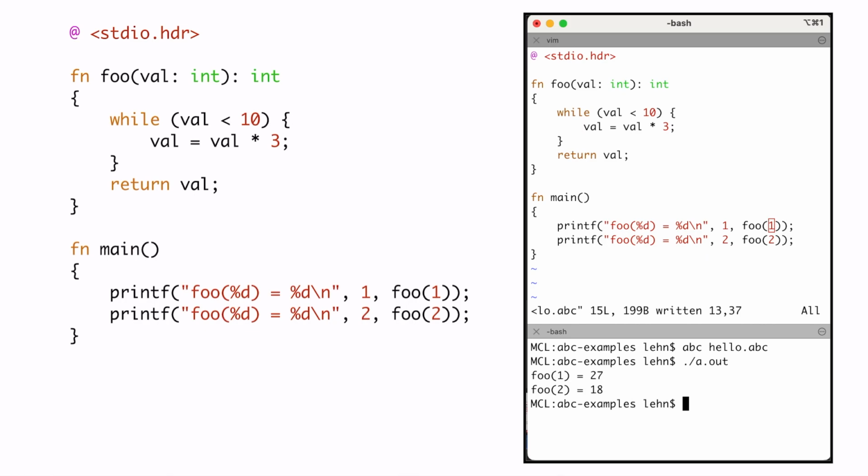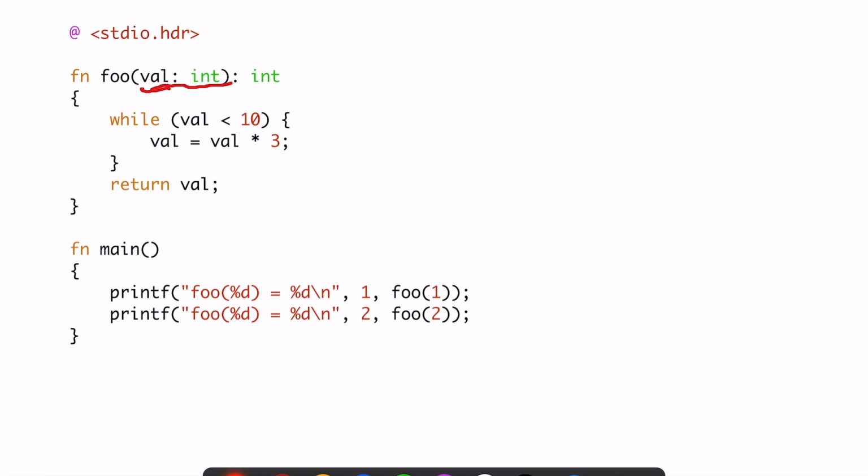This function foo has a parameter val, and this parameter is basically a local variable. A variable is some memory location that can be used to remember certain values, and this memory location can be changed. It can be overwritten. For example, here in this assignment, we assign a new value to variable val.